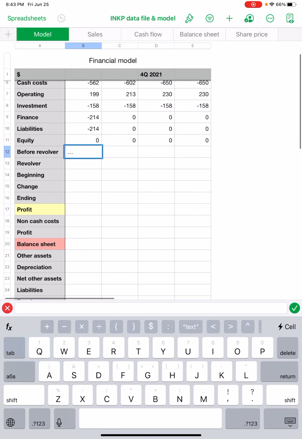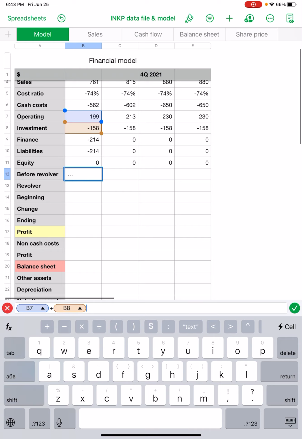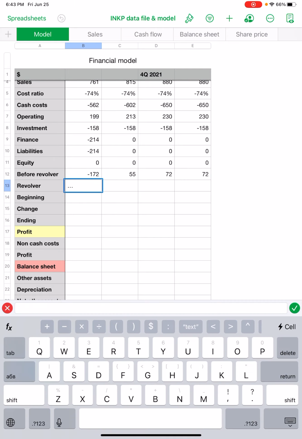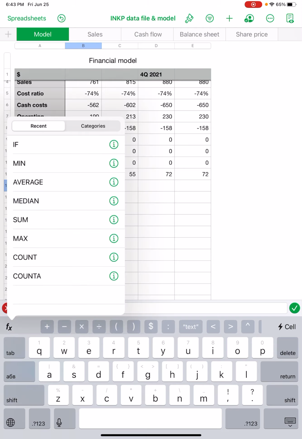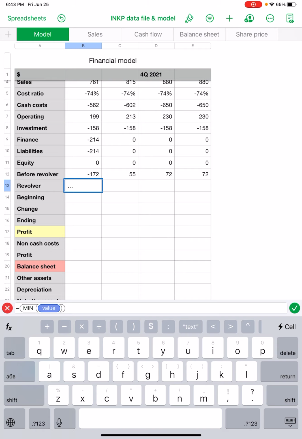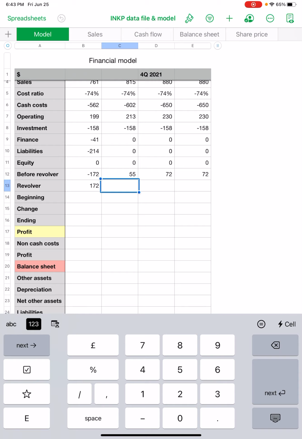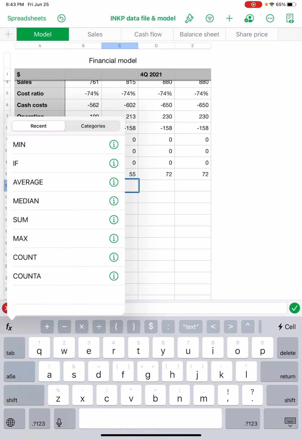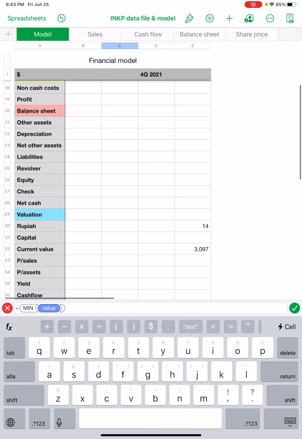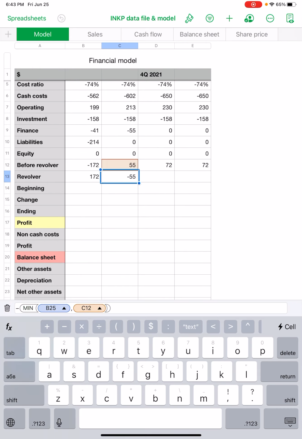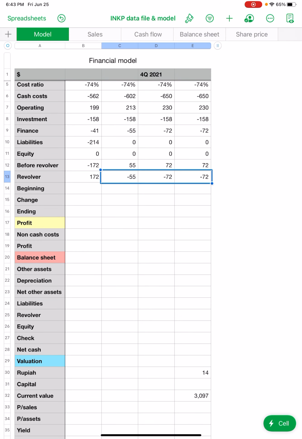And then the before revolver is the operating investment, the liabilities and the equity. So they might need some extra money. In this case, they are going to. So the revolver will be the opposite of that. Minimum of 0 or before revolver. And the next one is going to be minus the minimum of the revolver or the before revolver. And this is going to adjust later.